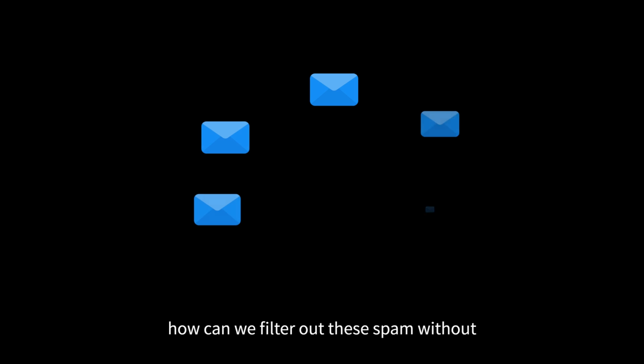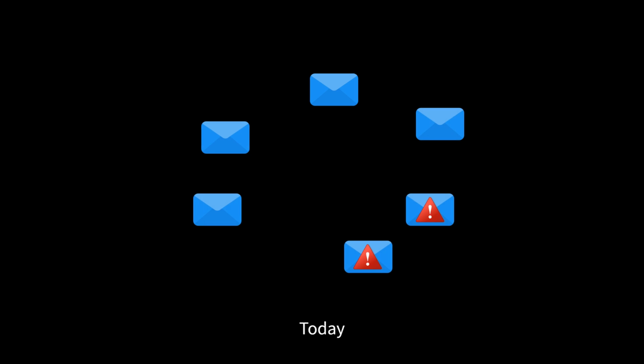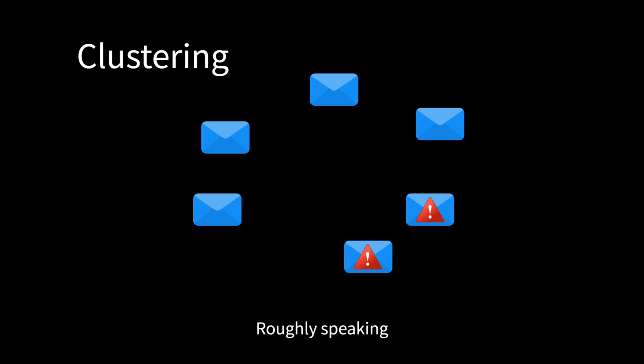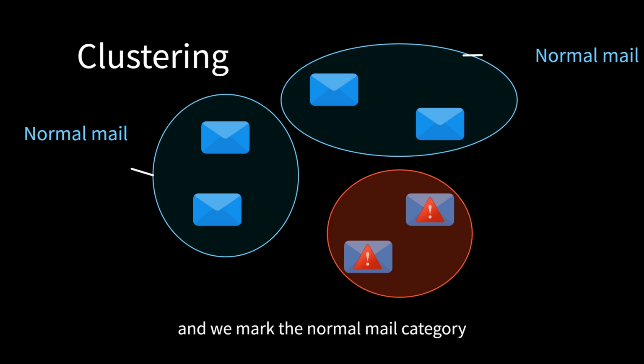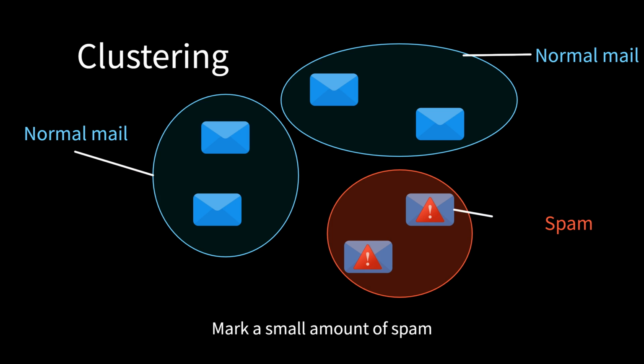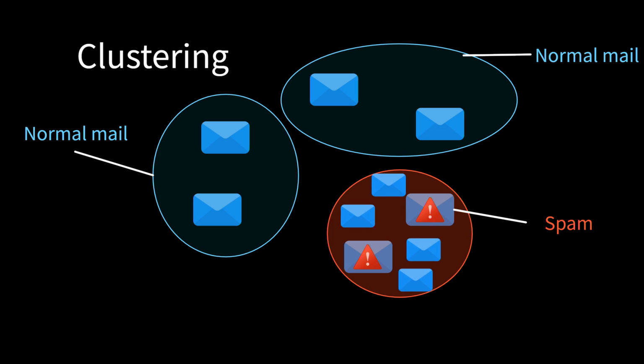There are a bunch of emails here. How can we filter out this spam without knowing which is which? Today we will introduce a class of methods, clustering. Roughly speaking, it divides the mail into multiple categories in a certain way, and we mark the normal mail category and mark a small amount of spam, and the remaining unknown messages in this category are also highly likely to be spam. There are several categories of clustering methods.